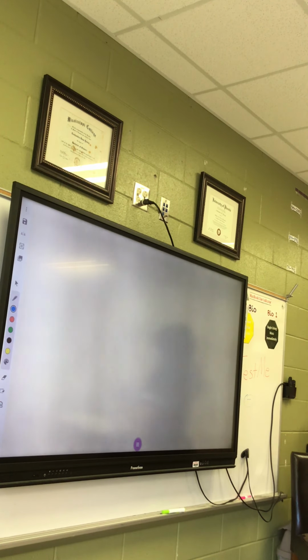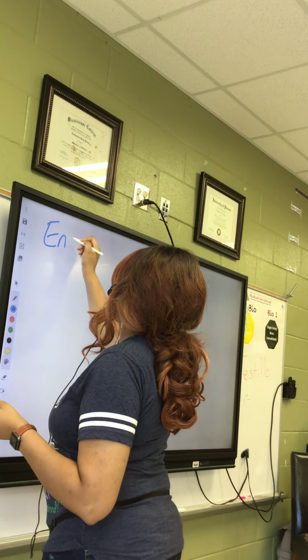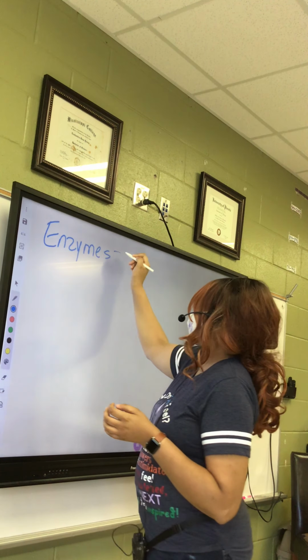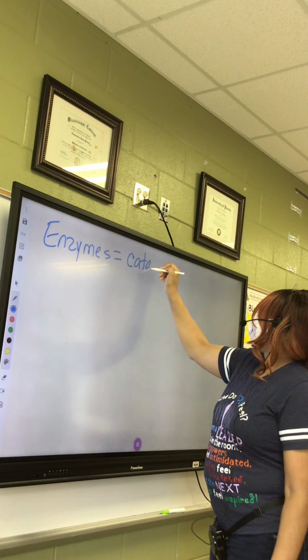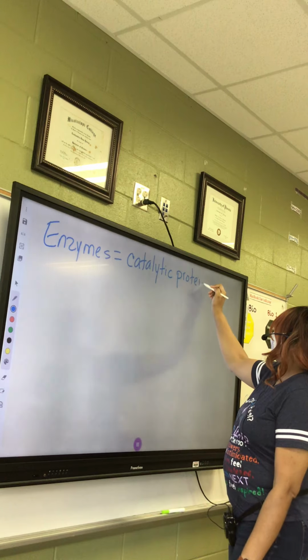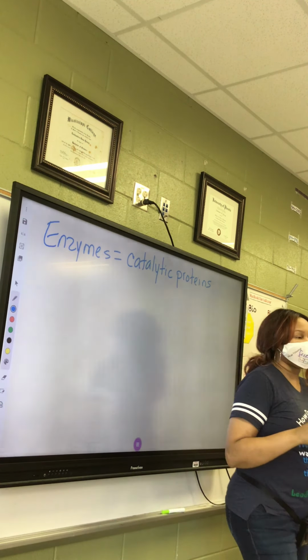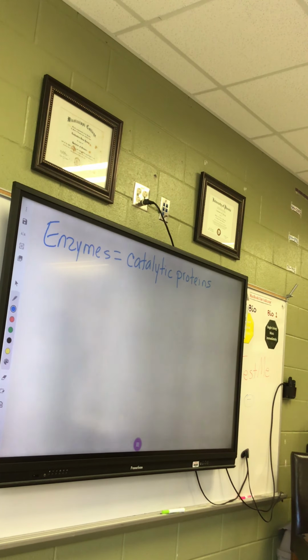All right, so let's talk about enzymes, okay? Enzymes are a special class of what we call catalytic proteins. So since they're proteins, what are they made of? Amino acids, right? They're made of amino acids because proteins are made of amino acids and an enzyme is just a special type of protein.